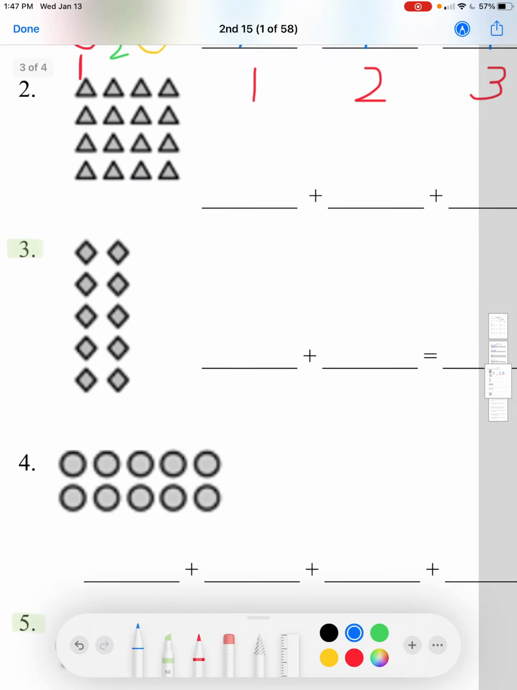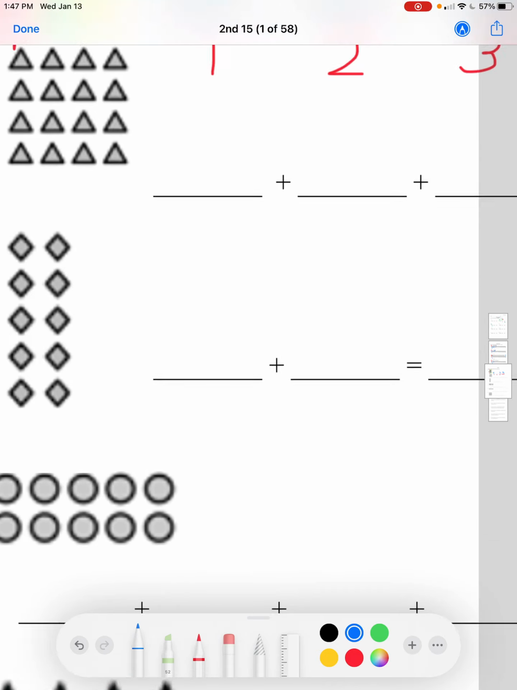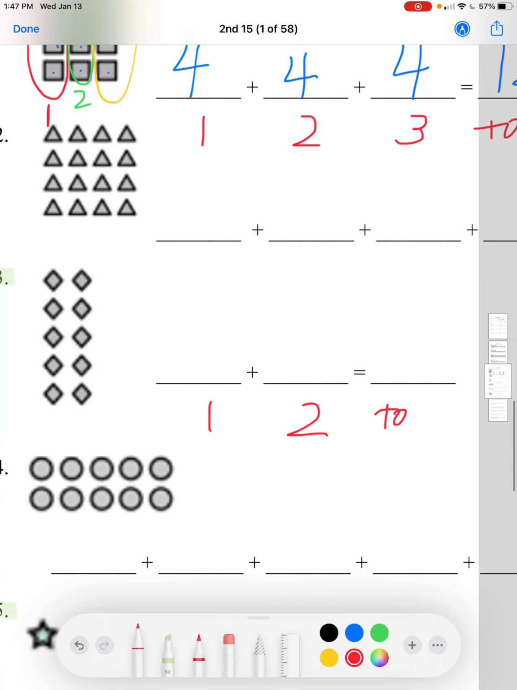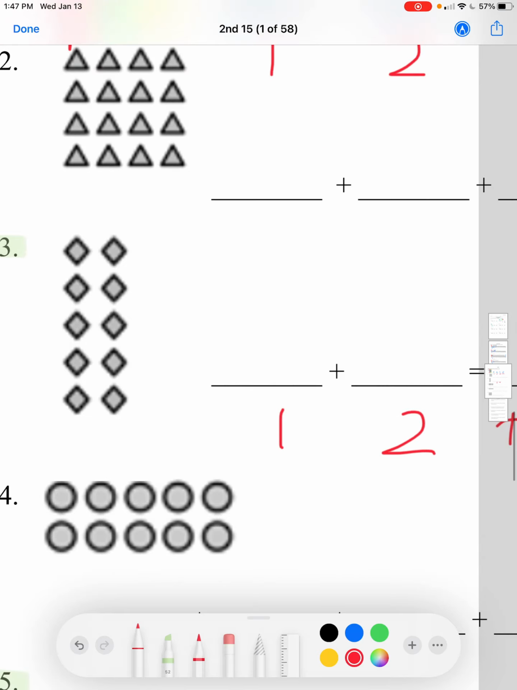Let's try another one. Let's do number 3. So again, we have 2 places to write our add-ins. We have 1, 2 right here, or I'll do it in red. And then again, this will be the total amount of diamonds we have. Again, if you look here, we have 1, 2 columns here. So let's name this column 1. If you count all the diamonds, we have 1, 2, 3, 4, 5.